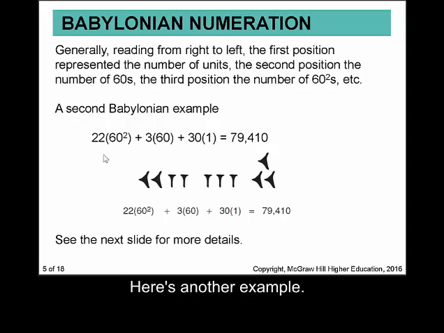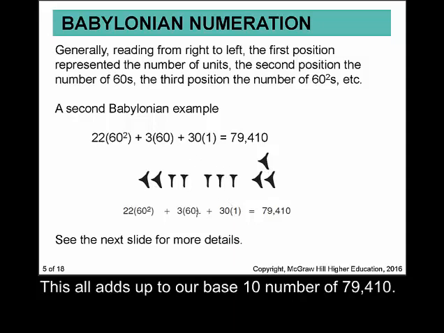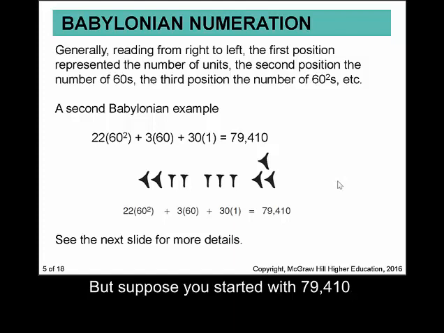Here's another example. 22 times 60 squared plus 3 times 60 plus 30 times 1 is 79,410. In Babylonian, that is 22 times 60 squared plus 3 times 60 plus 30 times 1: 3 10s, 3 1s, 2 10s, and 2 1s. This all adds up to our base 10 number of 79,410.